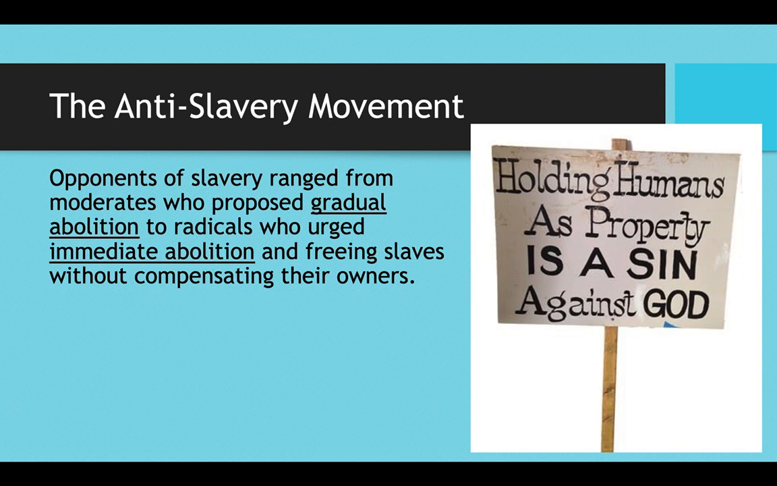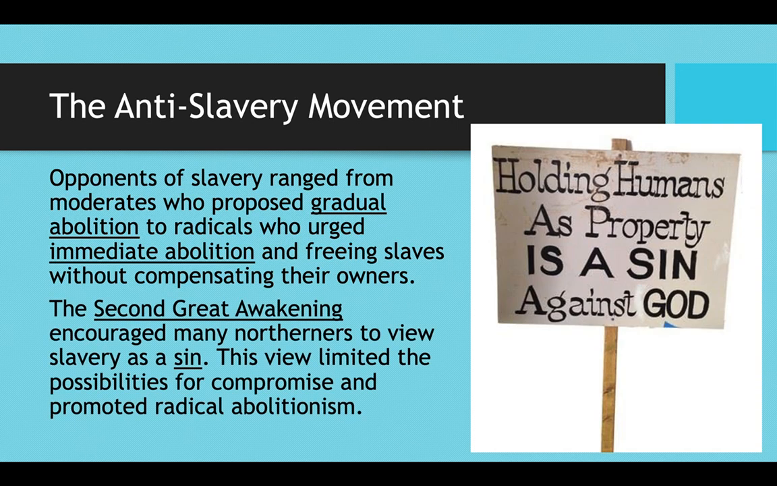Opponents of slavery were varied. Some were moderates who proposed a gradual abolition, and then you had more radical people who urged for immediate abolition and freeing slaves without compensating their owners. Now, you had some abolitionists who said, yes, we should abolish slavery, but we should compensate slave owners, meaning paying them to release their slaves. And then more radicals said, no, we shouldn't pay them to do what they should have done in the first place. They shouldn't be rewarded for having owned slaves.